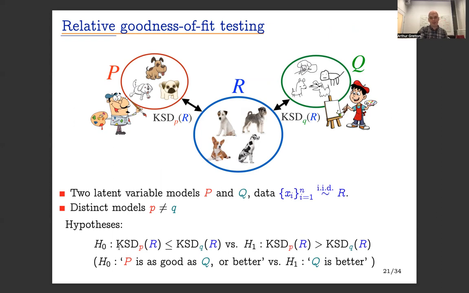So the null hypothesis in this case is that the kernel-Stein discrepancy for P is less than Q, so P is better than Q, closer to R, and the alternative is P is worse than Q in this instance. So P is worse than R. Okay, so H0 is P is as good or better than Q, and H1 is Q is better.